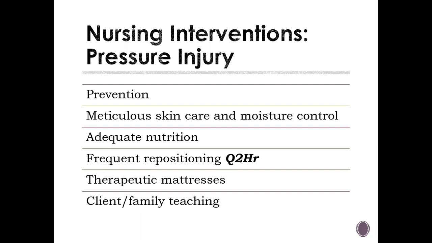Your top intervention is prevention. We want to stop it from happening, right? We want to make sure that we're doing meticulous skincare and we're doing good moisture control. Our patients are getting adequate nutrition. They're being frequently positioned every 2 hours. We're padding their bony prominences that are at risk. We're not leaving their heels on the bed. We might need a therapeutic mattress.